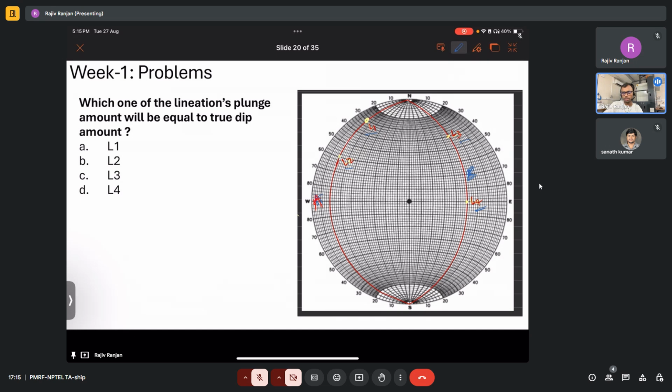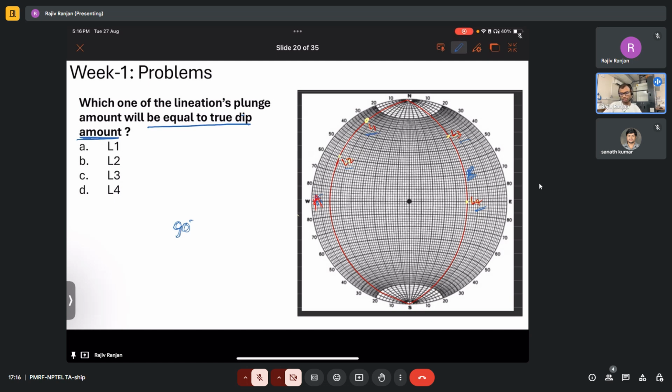So the question is, which one of the lineations' plunge amount will be equal to the true dip amount? So for true dip amount, you need to have your bearing 90 degrees. So I'm giving a hint. Try to find a lineation which has the 90-degree dip amount, 90-degree plunge. You can see on the plane also. If you try to see, you will understand. So if it's okay, let's go one by one.